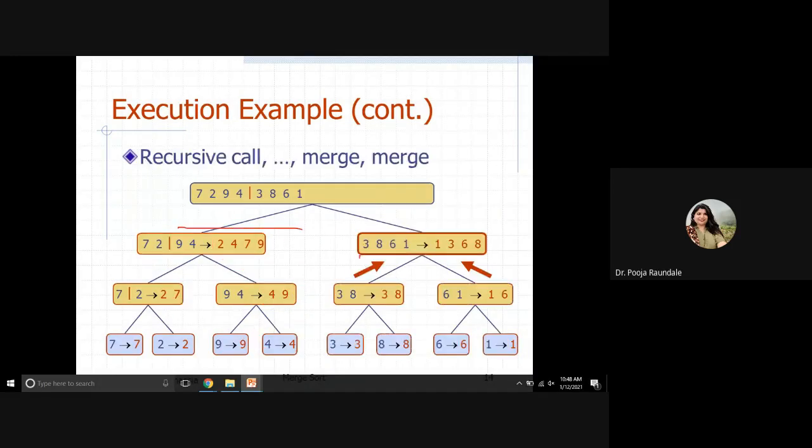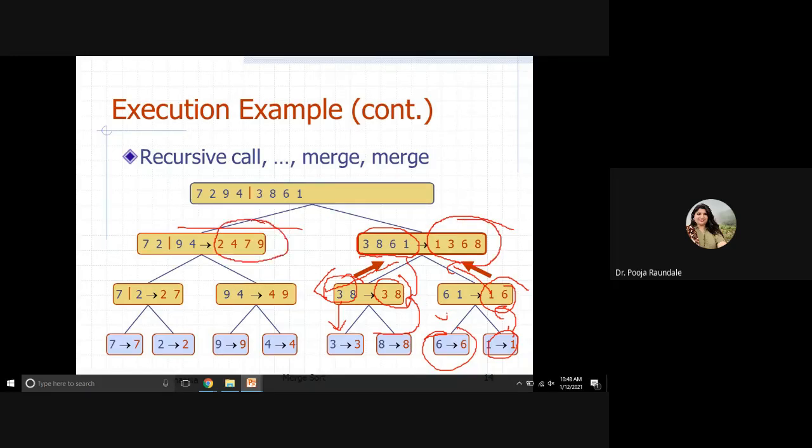Now here again the 4 numbers. Sub problem create, sub problem, granular level, merging happens, goes back. Then granular level 6 and 1 goes back, which is sorted order 1 and 6. Here also sorted order 3 and 8, and it goes back here. And now you get here 1, 3, 6, 8. So these two arrays, which are the sub problems which are sorted, 2, 4, 7, 9 and 1, 3, 6, 8. So this is sorted and this is sorted.